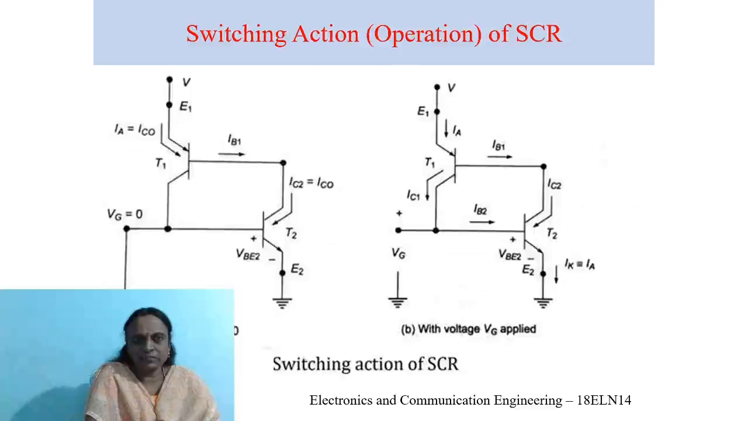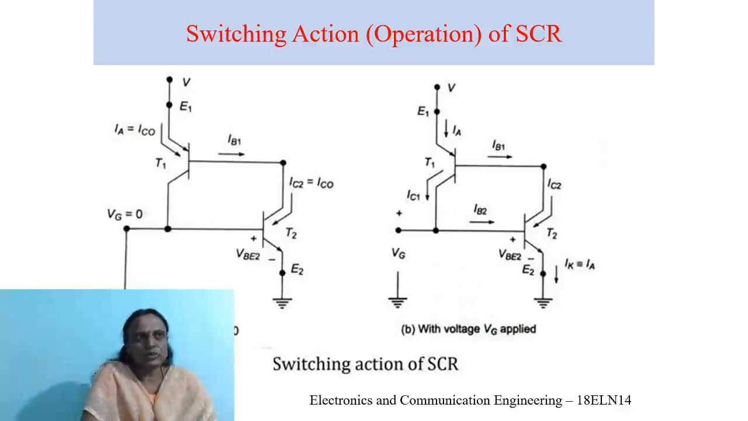Next, thus both T1 and T2 are off in the first case, and hence the anode current, IB1 and ICO, that is the leakage current, is very negligible, which means this current is not sufficient to turn on the SCR, and hence the SCR is in the off state. That is, the switch between the anode and cathode is open, to put it in simple terms.